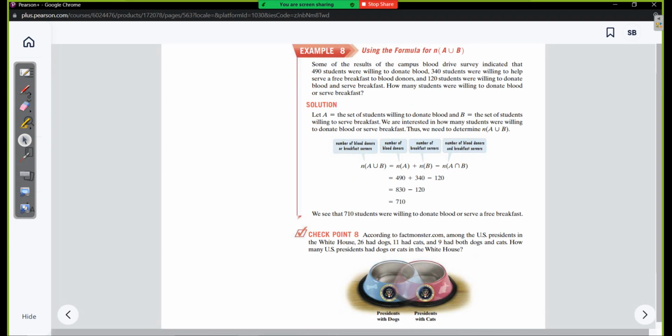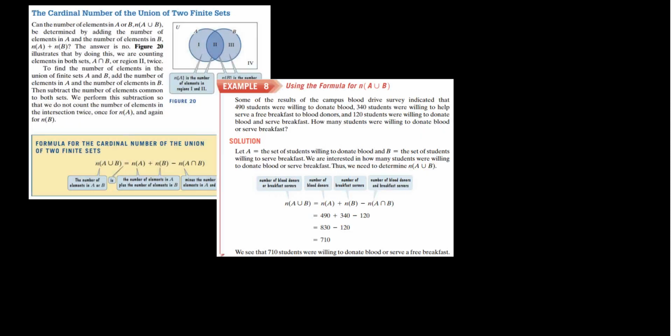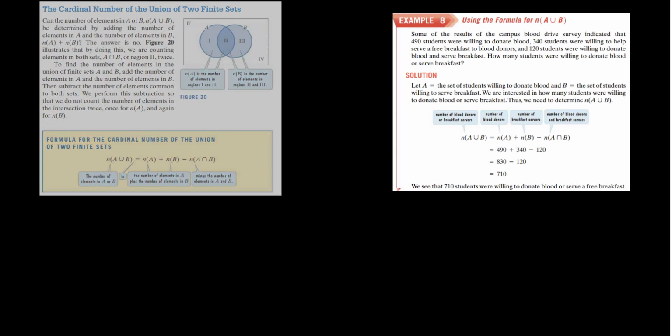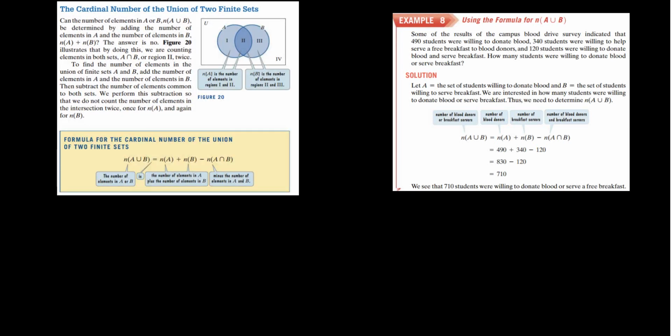And we'll snip this and put that on there because this is a continuation of basically the whole blood drive thing that this section is talking about. I'm not going to necessarily go over it 100%, but I will talk about the cardinality of the union of two finite sets. So starting from the top, the cardinal number of the union of two finite sets.